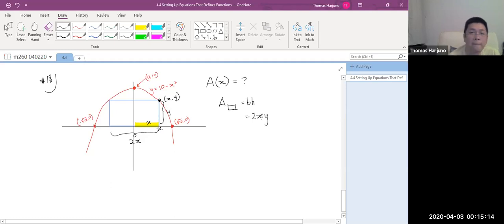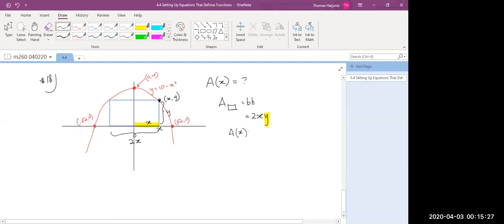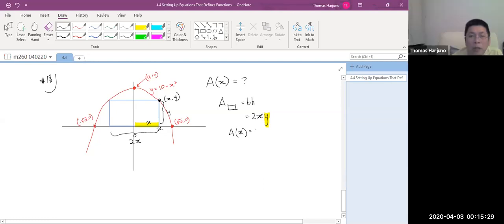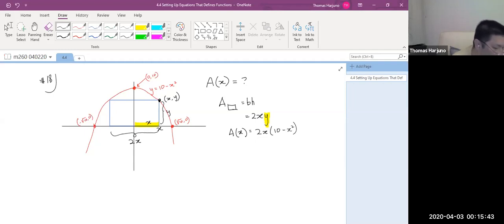Is it right? But now I need to change this y in terms of x. That will be 10 minus x squared. That's right. Now that's the area of the rectangle as a function of x.